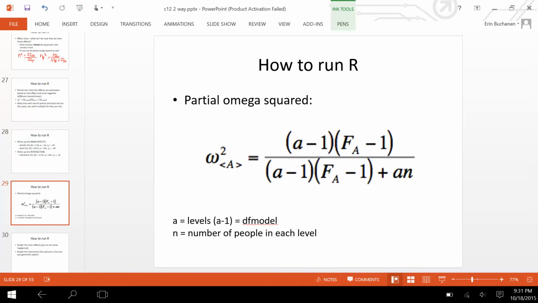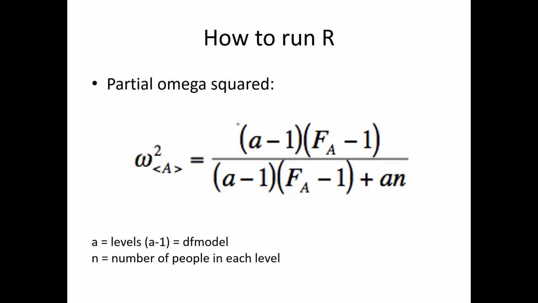Now let's look at partial omega. So partial omega is kind of a disaster for ANOVAs, but here's the formula. Okay, so this would be just for A. So this right here is DF model for the one you're interested in, because it's levels minus 1. That's essentially K minus 1.